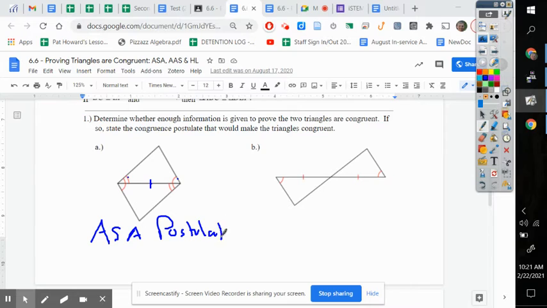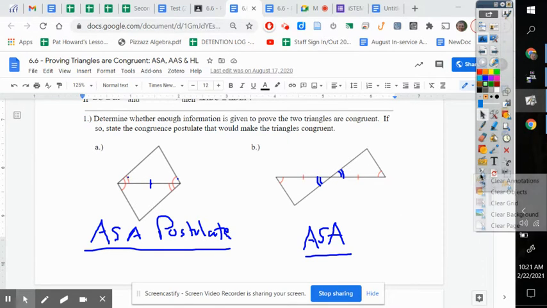You don't have to write down the word postulate, but I'm just doing it for that first one. Great stuff. For part B, you'll notice that I've got an angle and a side, and they're right here in the middle across from each other. These are vertical angles, so we can say that they're congruent. So again, we have another example of ASA. But notice how it's different compared to that one. You can go about it a different way. All is well.